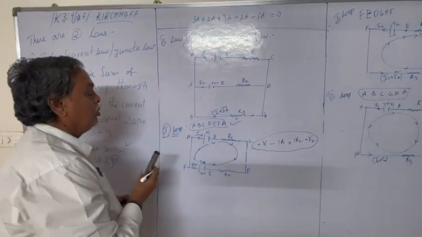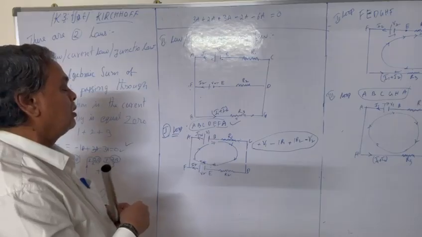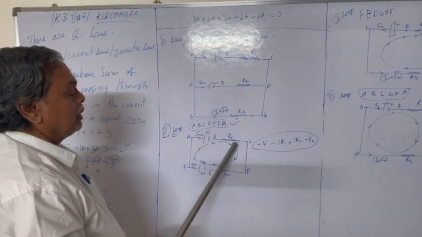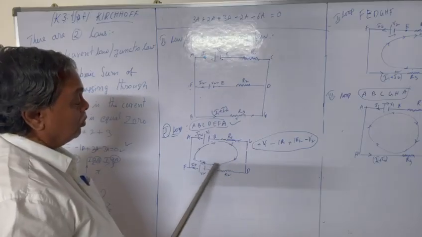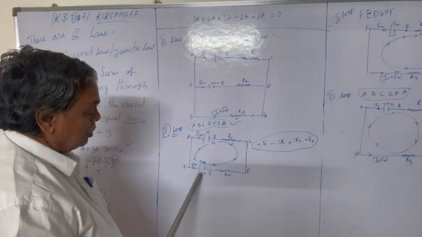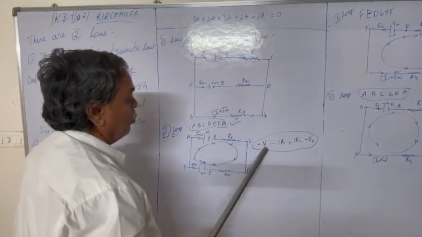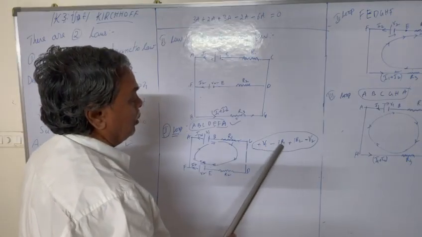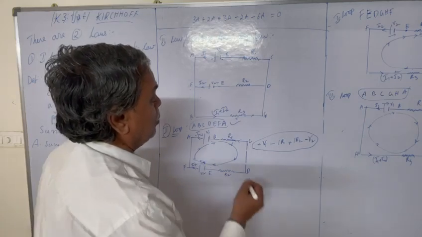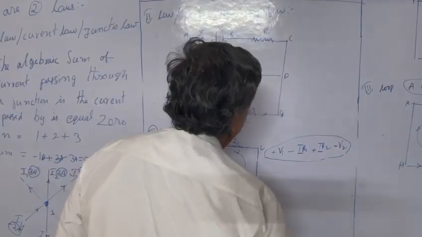First we will have to count the elements. How many elements are there in this? There are 4 elements. The first one is a battery, next a resistor, the third one is a resistor, the fourth one is a battery. Here the first one is voltage E1, then IR1, IR2, V2.